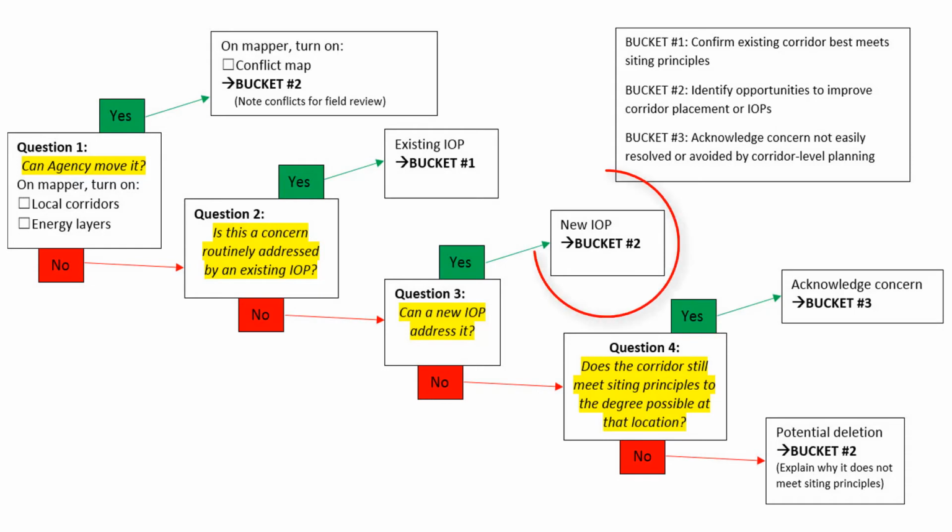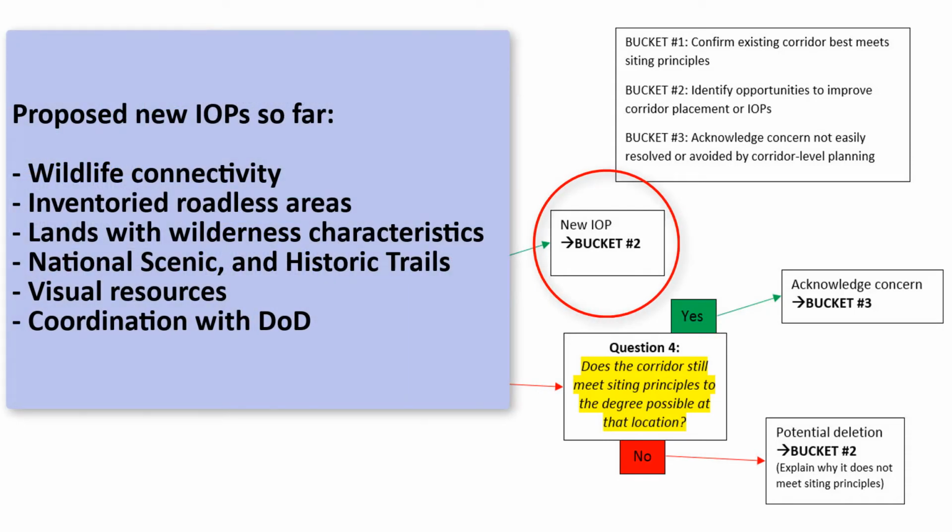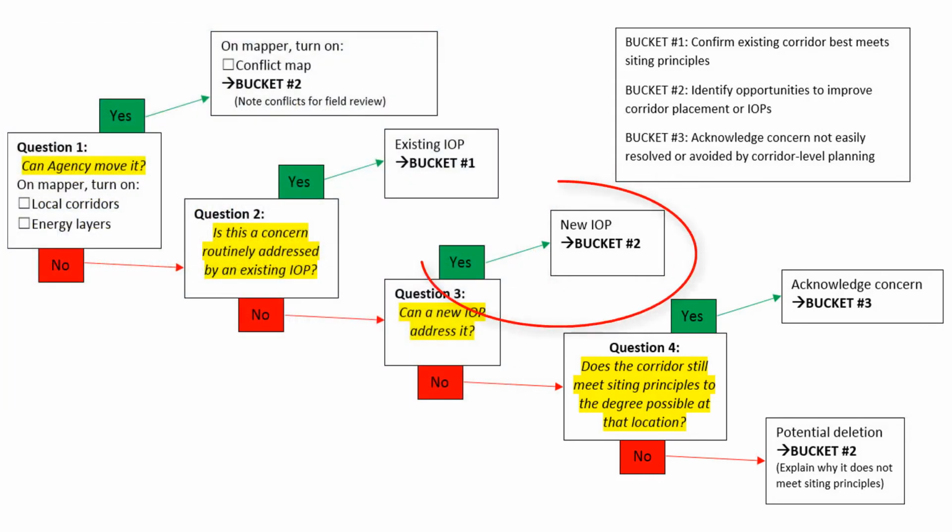So far, we are proposing new IOPs for wildlife connectivity, inventoried roadless areas, lands with wilderness characteristics, national scenic trails and national historic trails, visual resources, and coordination with DoD. If you see the possibility for additional IOPs to address concerns, please indicate this in the abstract table. A yes answer to question 3 would indicate a Bucket 2, identify opportunities to improve corridor placement or IOPs. However, this issue is not addressed in a new IOP, nor would a new IOP resolve the concern.